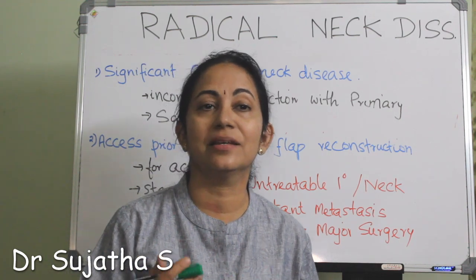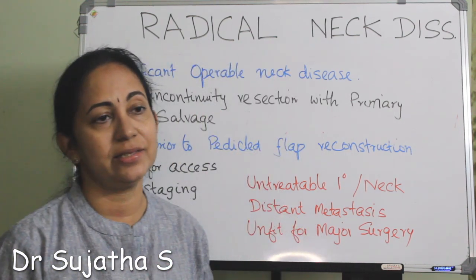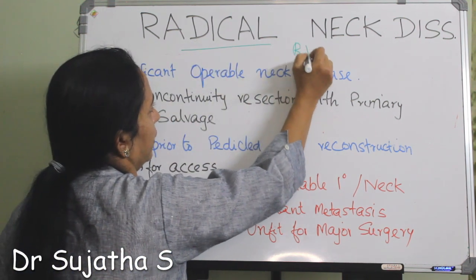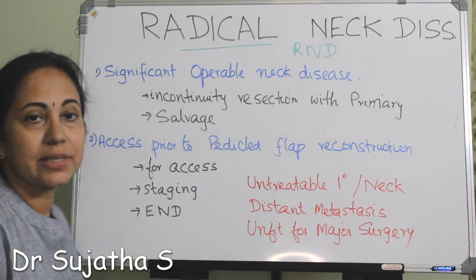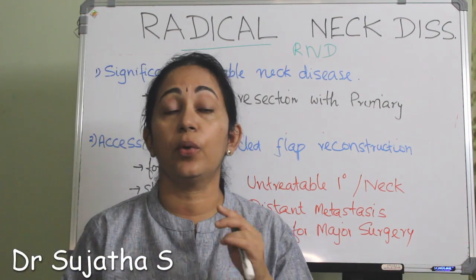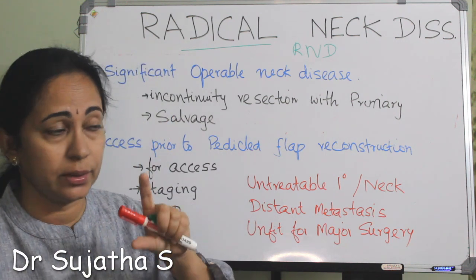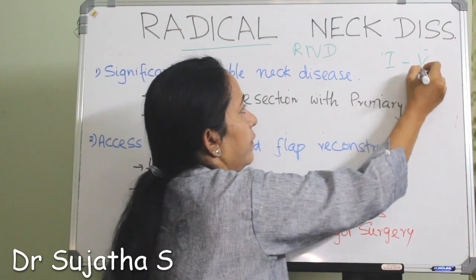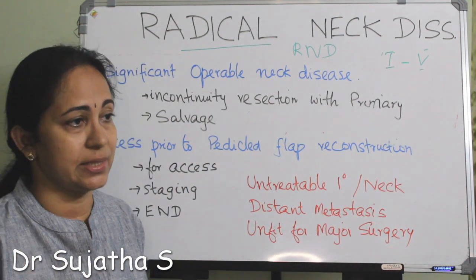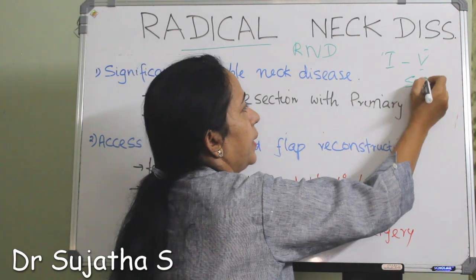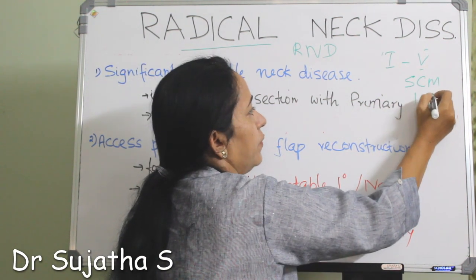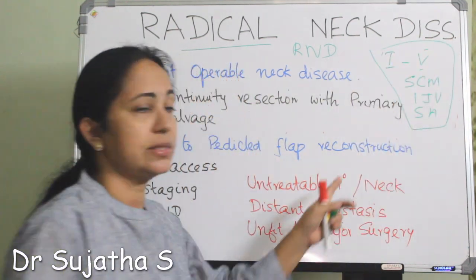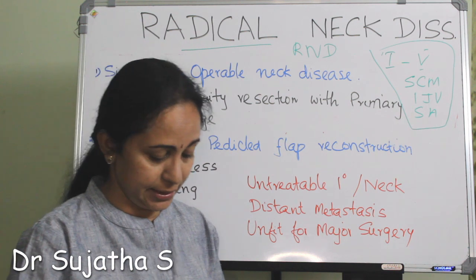Radical neck dissection being the gold standard in neck dissection, we can start with the radical neck dissection or RND. In this case, we are removing the lymphatic group of levels 1 to 5. You should know the levels. So, lymphatic groups 1 to 5 along with the 3 non-lymphatic structures being the sternocleidomastoid muscle, internal jugular vein and spinal accessory nerve. These are the structures removed in a case of radical neck dissection.